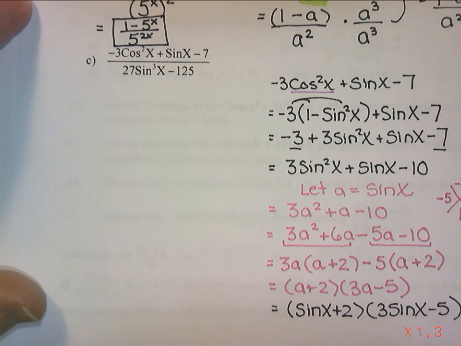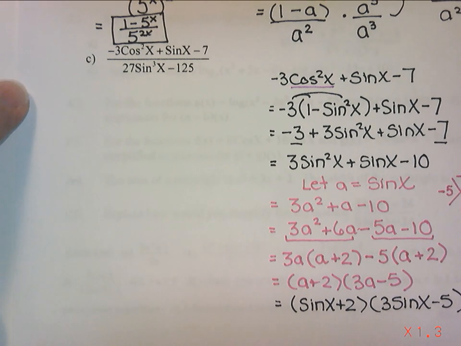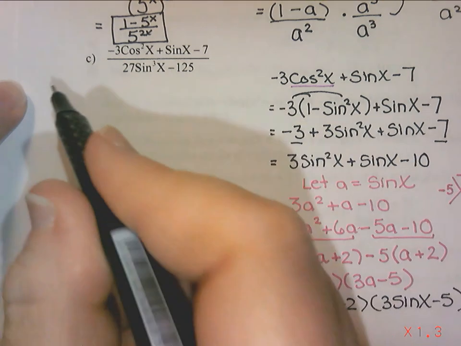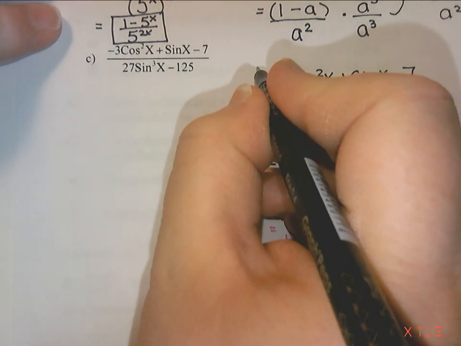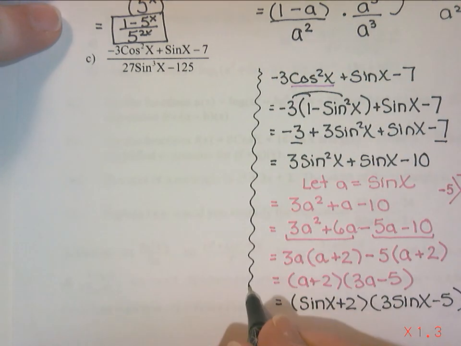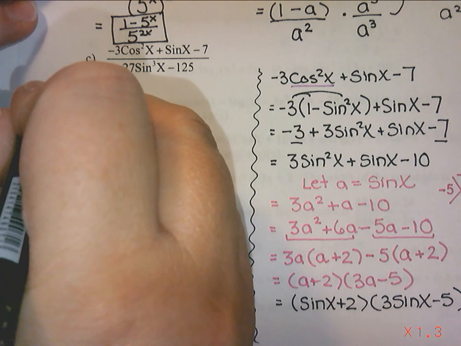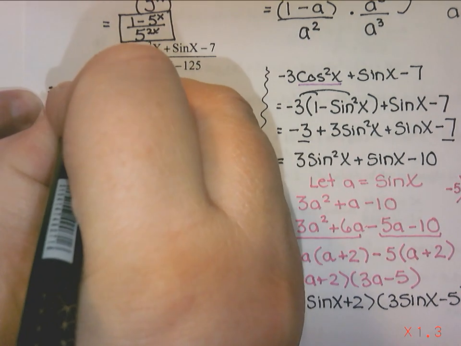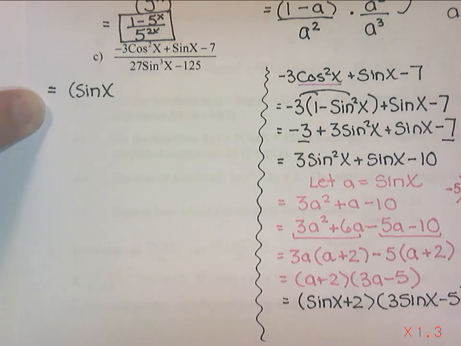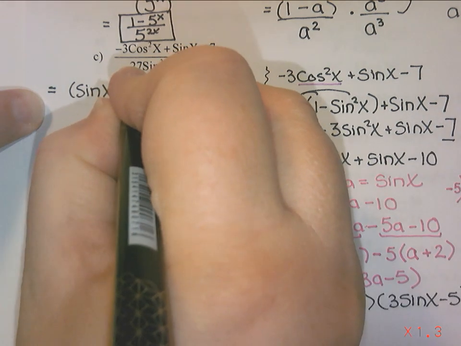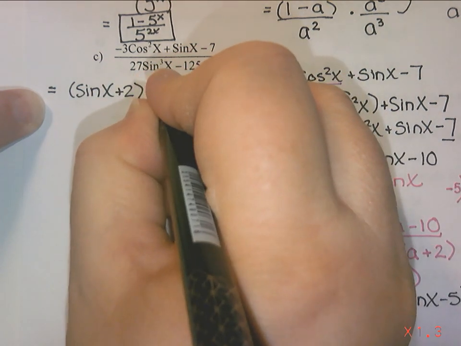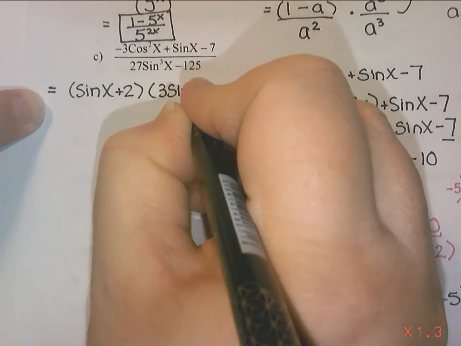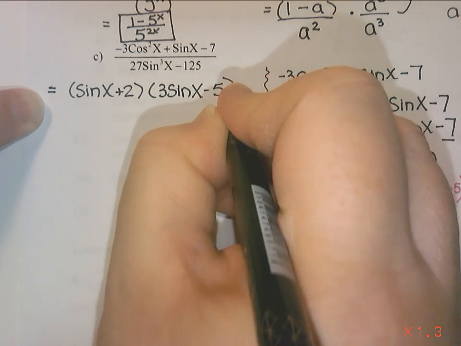Now, I'm concerned that I have not left myself enough space, so I'm going to come as close to the edge of the margin as I can in order to write this all down. Sines and cosines take up a lot of extra room. So I have sine x plus 2 and 3 sine x minus 5.